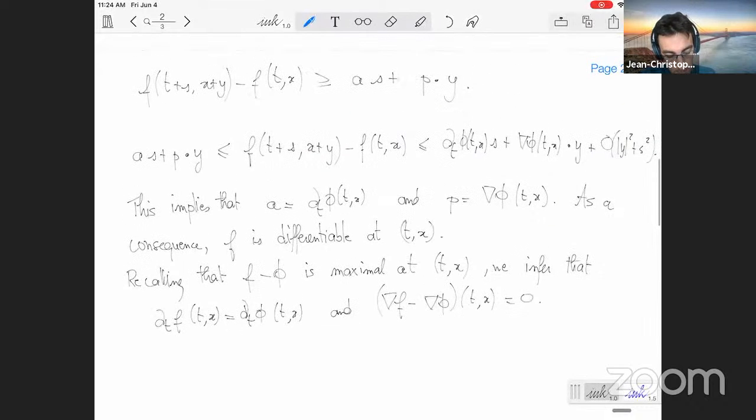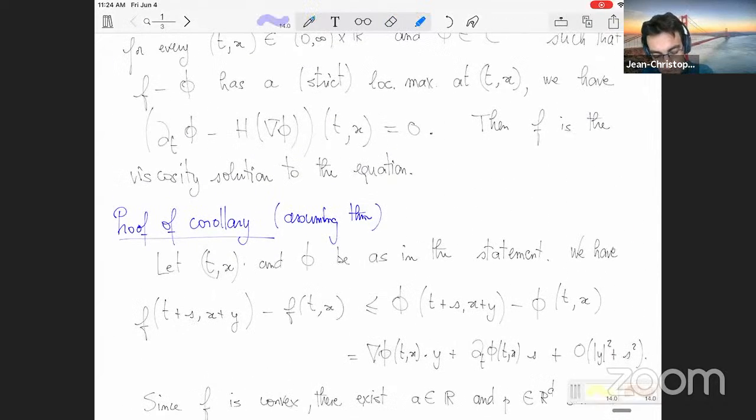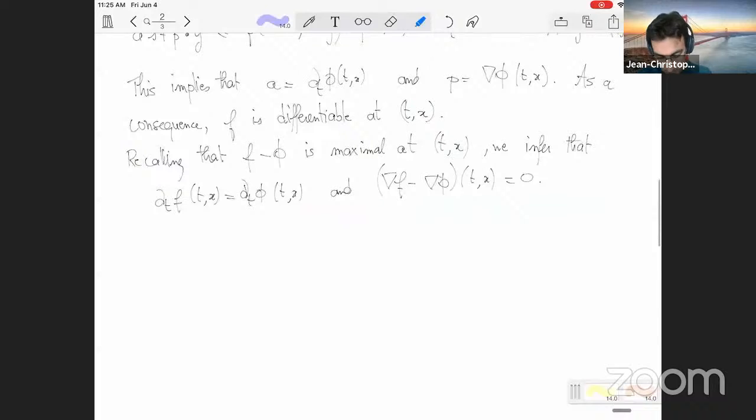Okay. And now, what's the conclusion to all this? The point is that we know that the derivatives of phi satisfy this. And since the derivatives of f are the same, the derivatives of f satisfy the same equation. This is what I wanted to show as my first step. Okay, so partial t f minus h of grad f at tx is equal to 0.